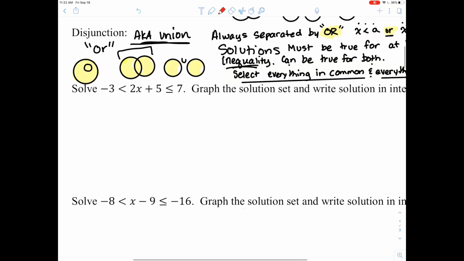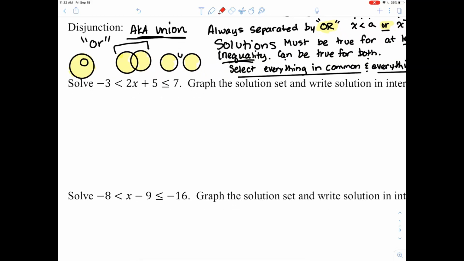Okay, so let's take a look at this one. It says solve -3 is less than 2x plus 5 is less than or equal to 7. So because this is a single statement, one statement, this is a conjunction. So this means that you have two inequalities that are connected by the word and, theoretically. So our solution has to be what solution both inequalities share.